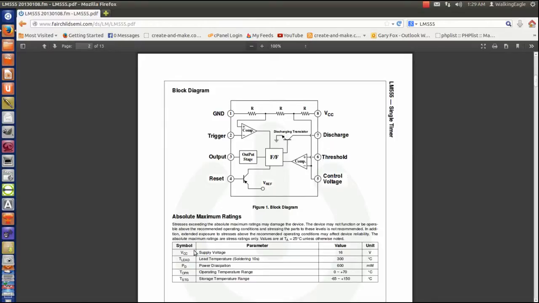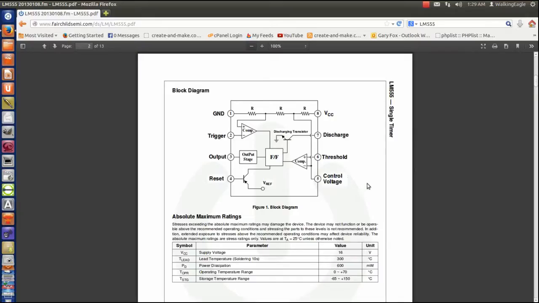Here we also have some of the maximum numbers. The maximum supply voltage this thing can have is 16 volts. You'll also see that in a lot of their test information, they talk about a supply voltage, which is VCC, of 5 volts.